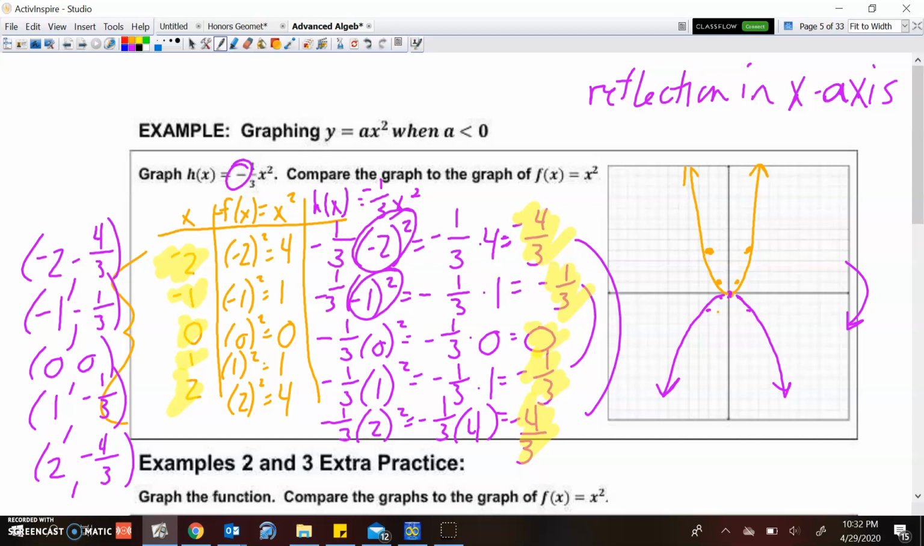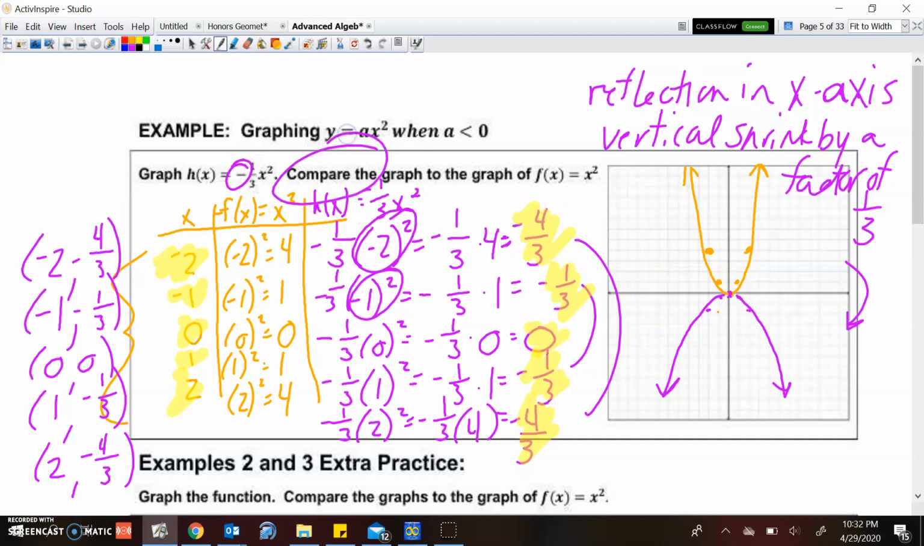And then it got wider, okay? And again, that's because this first number, 1/3, is between 0 and 1. So that means this is a vertical stretch, or I'm sorry, a vertical shrink. So if it's a small number, a decimal, it's a shrink. If it's a big number, greater than 1, it's a stretch. Vertical shrink by a factor of 1/3. And there you have it. Okay, so that's the comparison portion, what we're looking at there.